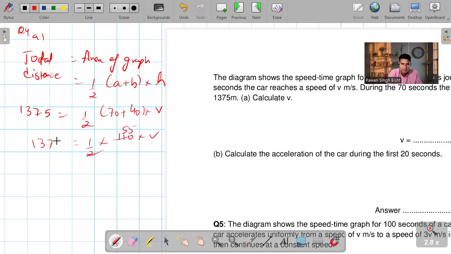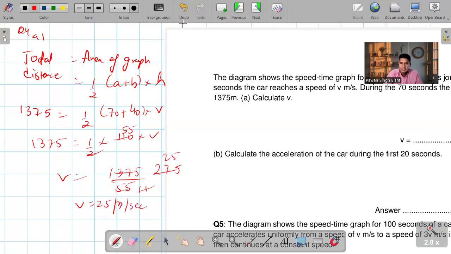is equal to 1375. So v will be 1375 divided by 55. Cancel it with 5: 5 times 11, 5 times 2 is 10, 5 times 7 is 35, and then v is 25. So v is coming 25 meters per second.